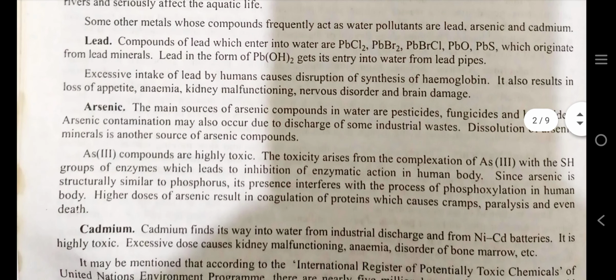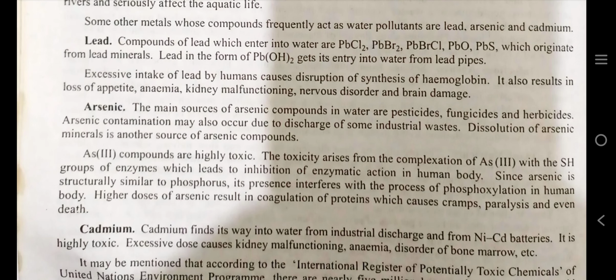Arsenic. The main sources of arsenic compounds in water are pesticides, fungicides, and herbicides. Arsenic contamination may also occur due to discharge of some industrial waste. Dissolution of arsenic minerals is another source of arsenic compounds. Arsenic compounds are highly toxic.